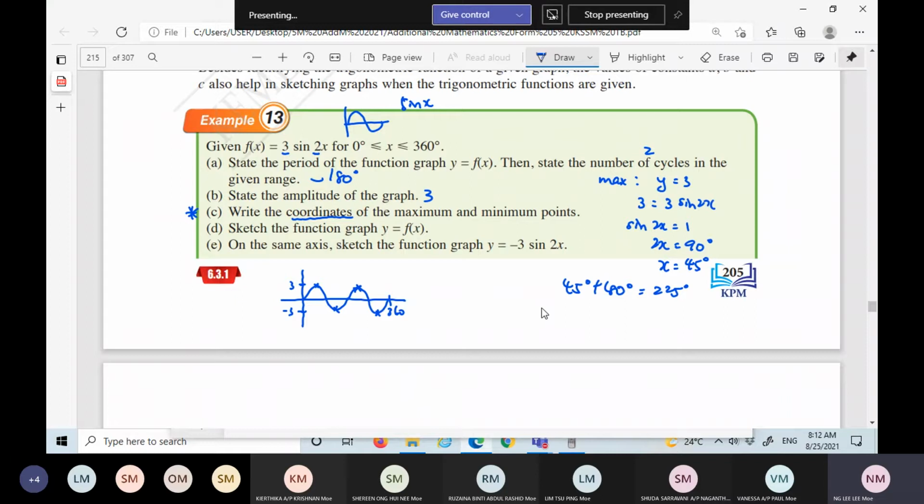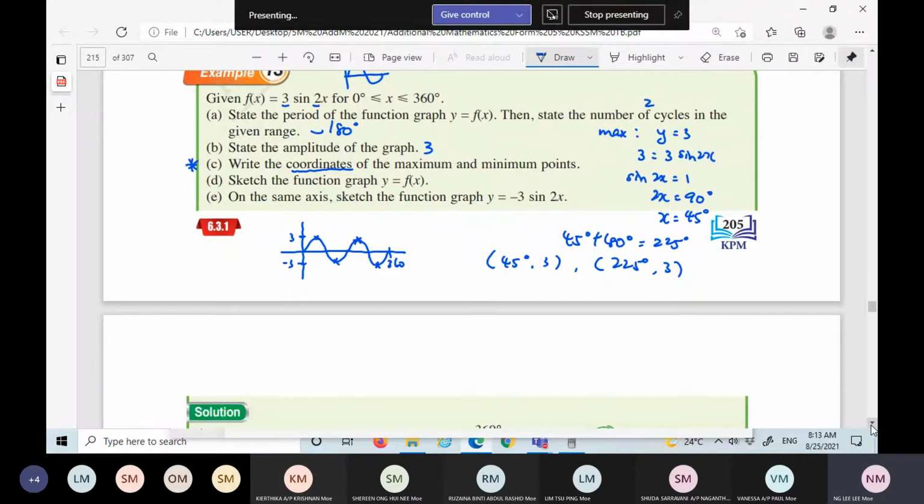So what are the maximum points? This is the x value, and the y value is 3. So the coordinates will be (45, 3). The other point will be (225, 3). These are the two maximum points. Then for the minimum points, I continue here. The y will be -3. Then we do the same thing: put in the function.